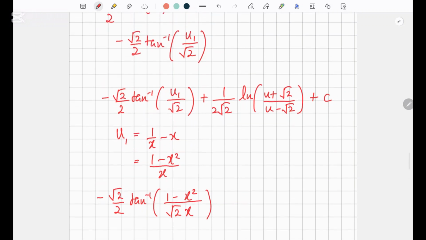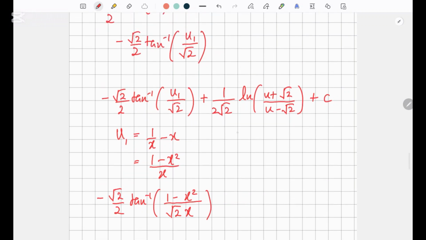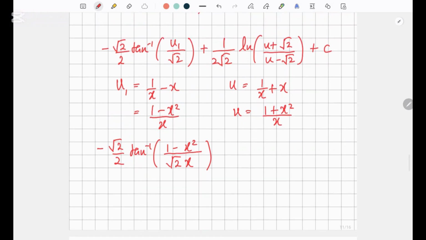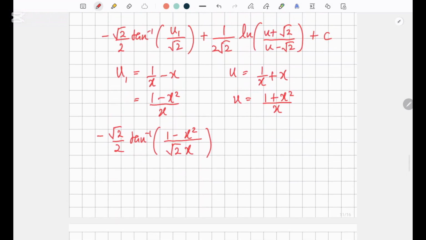Okay, and for the one you have on the right, which is our ln function, we had u equals 1 over x plus x as our substitution. So you could write u equals (1 plus x squared) over x. And when you put that in, let me go on to the next page. So we have 1 over 2 root 2 ln of (u plus root 2) over (u minus root 2).